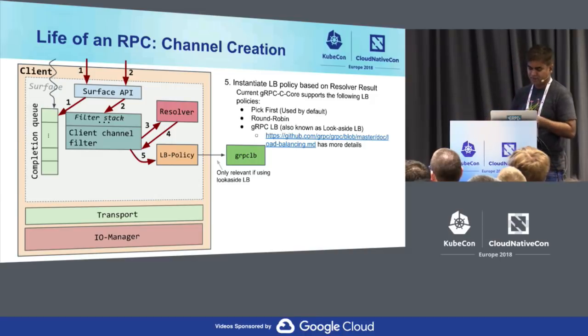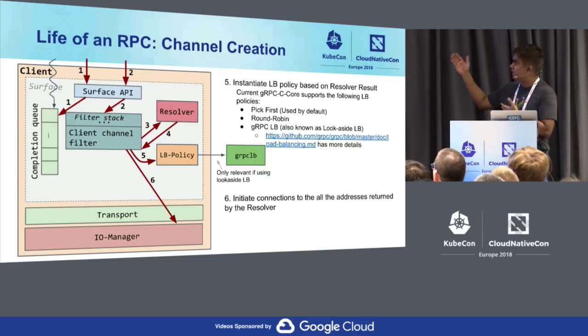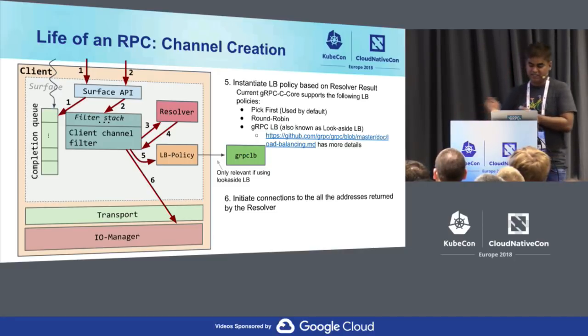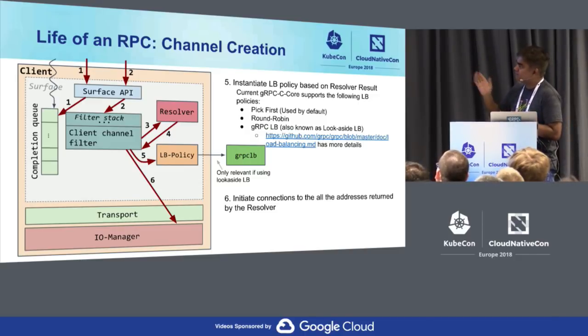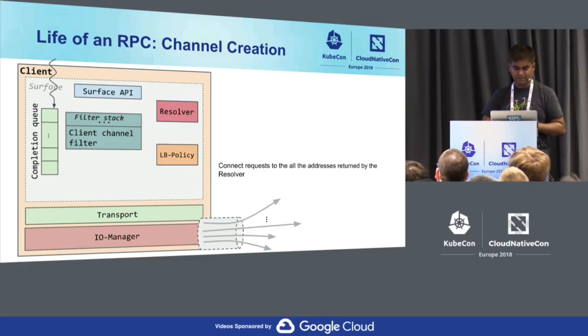All right, and then the client channel filter then creates an LB policy that's associated with that channel, and keep in mind that this is client channel load balancing. I think we had a talk yesterday by Jan that talked about load balancing, and so this is the client channel load balancing. So then the client channel filter then initiates connections to all the addresses, all the backends returned by the resolver. So yeah, here basically we see connect requests being sent to every backend.